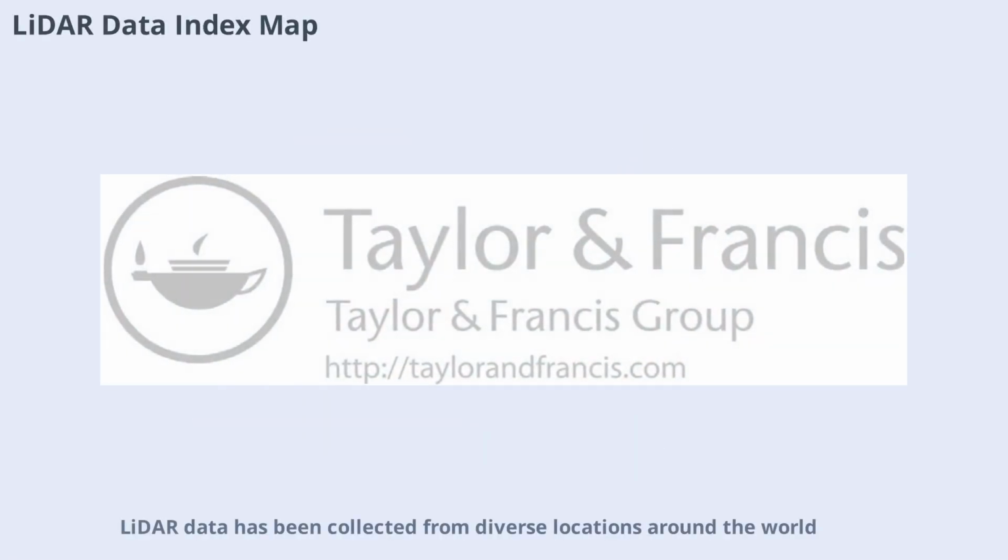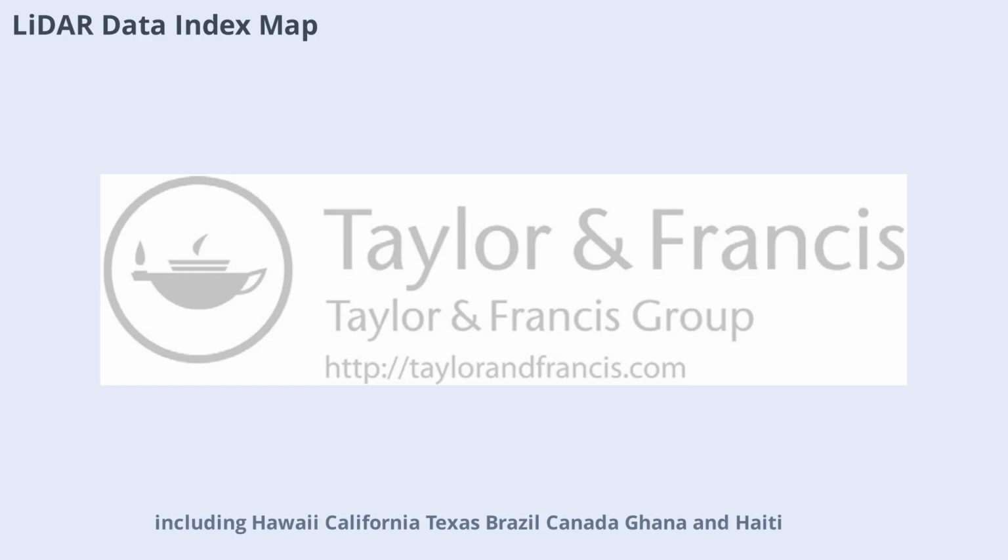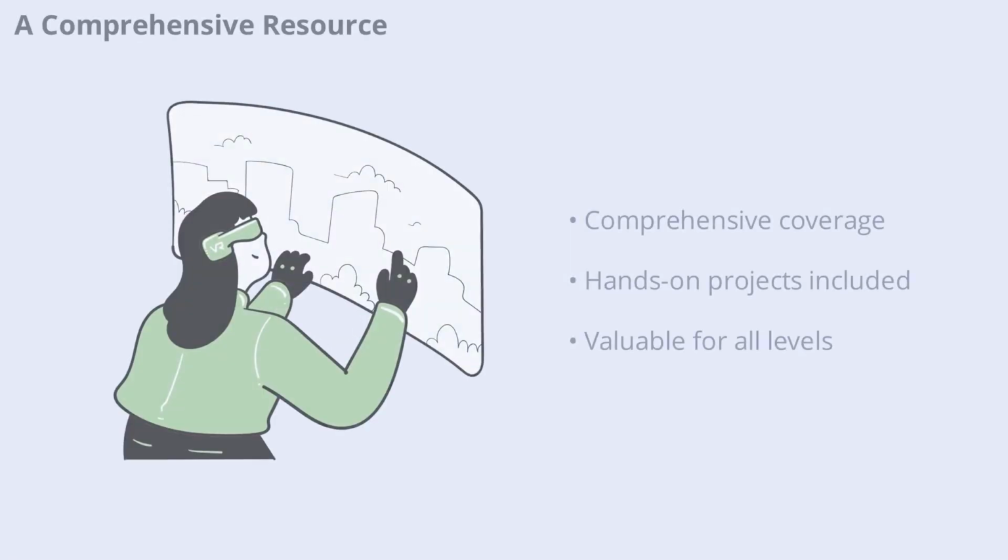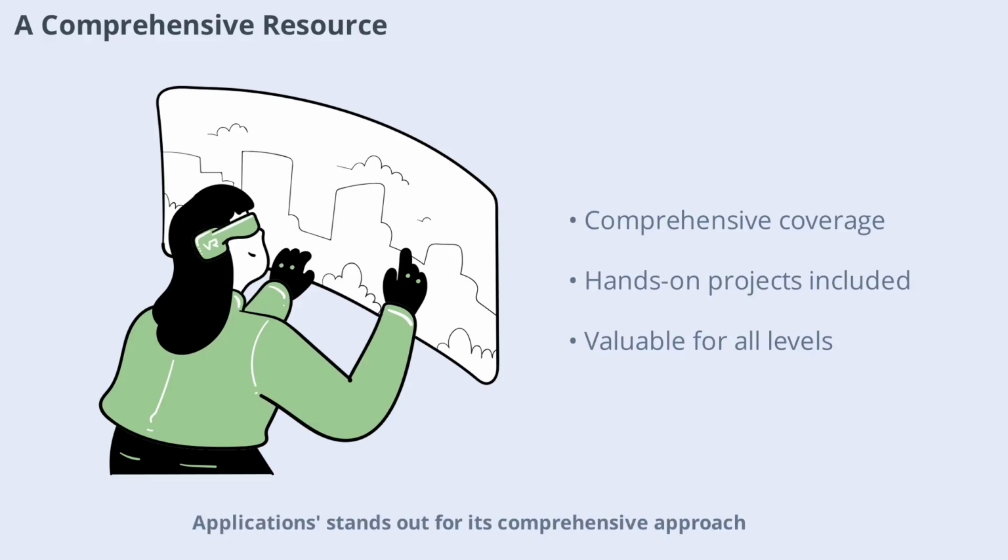LiDAR data has been collected from diverse locations around the world, including Hawaii, California, Texas, Brazil, Canada, Ghana, and Haiti. These datasets cover a variety of landscapes, from forests and mountains to urban areas and coastlines. By analyzing LiDAR data from different environments, researchers can develop and test new methods for mapping, monitoring, and managing natural and built environments.